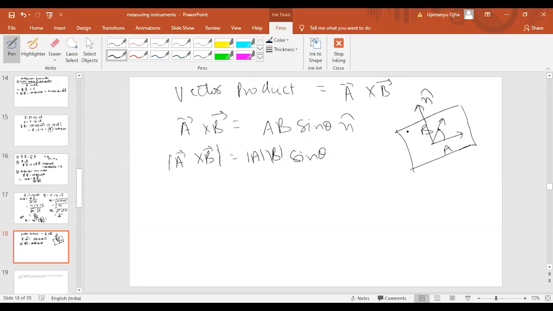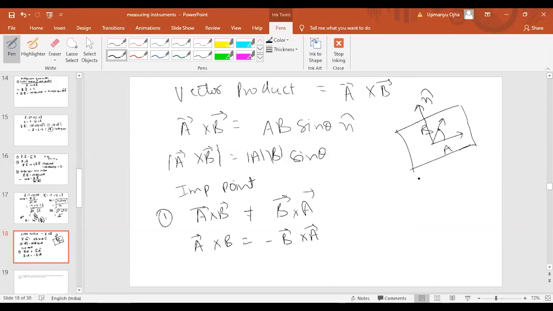Okay, now did you understand this or not? Okay, there are some important points regarding the vector product. The first point is that a cross b is not equal to b cross a, or we can write a cross b is equal to minus of b cross a. Why? To find the direction we have to place the fingers at a, then rotate the fingers towards the b. The thumb shows the direction of vector a cross b.